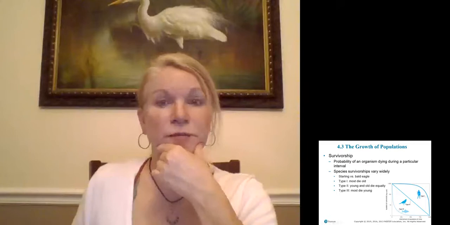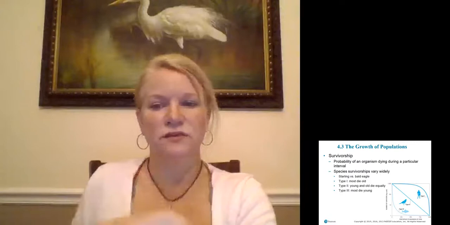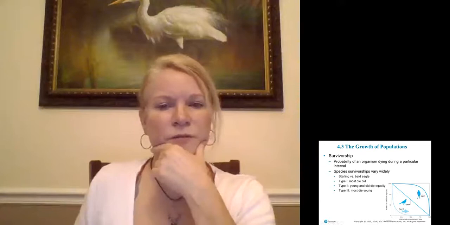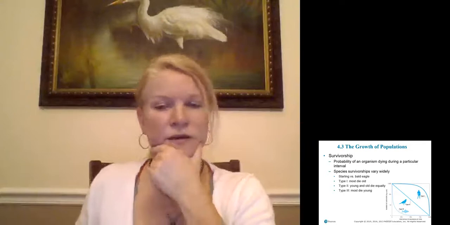If things die older, then they've had a chance to reproduce, right? Although if you think about mammals, a lot of mammals are like that. Mammals typically don't have a lot of babies at once, right? Even when you think of mice, and they have a pretty big amount, well, it's still not as much as a frog or a fish with all those eggs.